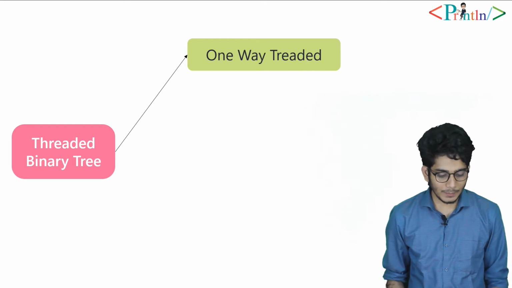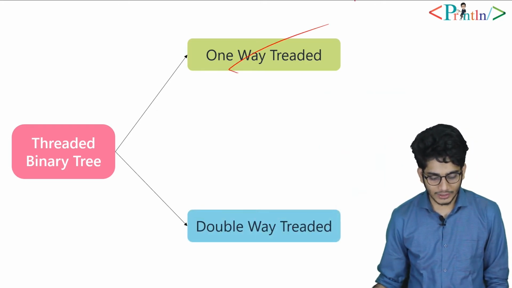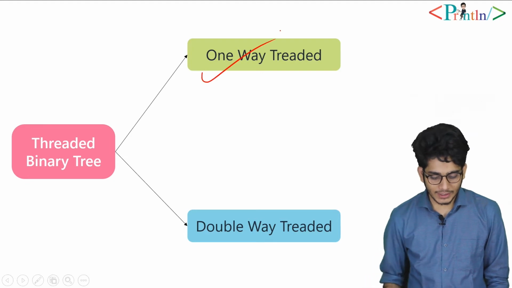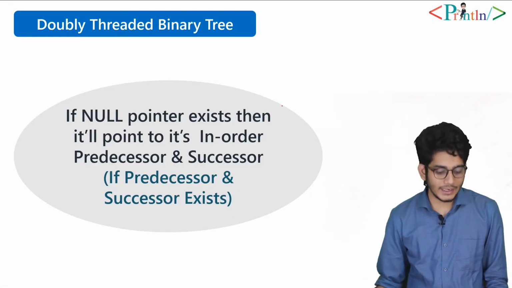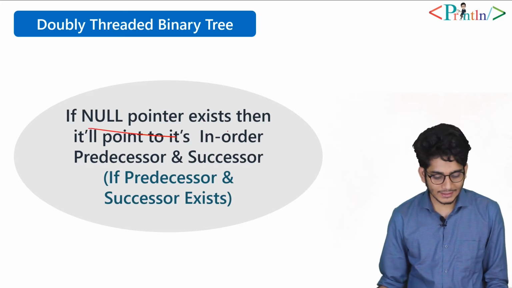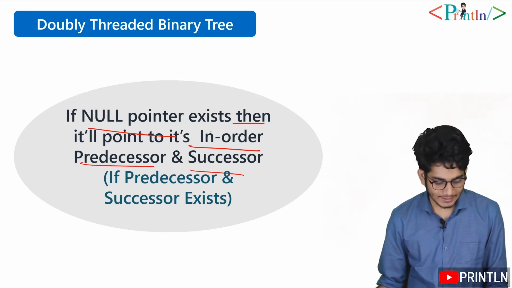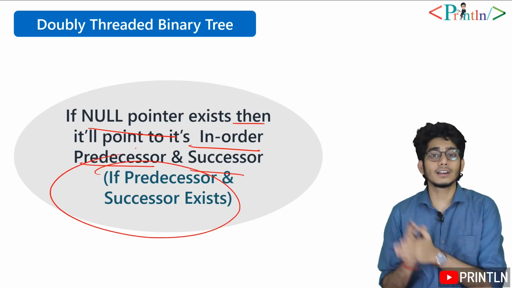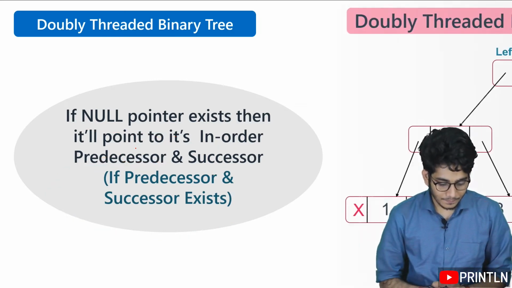So we have two types of threaded binary tree. One is one-way threaded and another one is double-way threaded. We are done with one-way threaded, now we'll talk about double-way threaded. In a double-way threaded binary tree, if a null pointer exists, then it will point to its in-order predecessor or successor. If an in-order predecessor or successor exists, then it will point to those nodes.